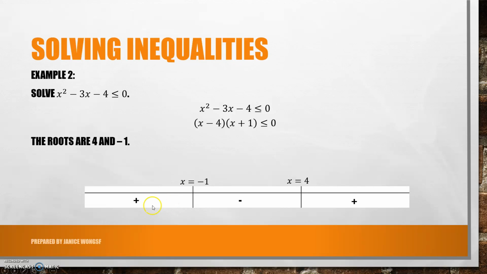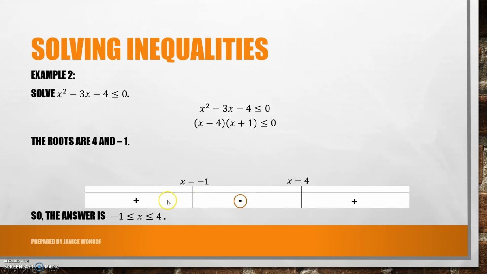Now, we have to decide whether to choose a positive sign region or a negative sign region. How do we know which region to be chosen? So it depends on the inequality in the last line. So this shows less than or equals to 0, right? So less than or equals to 0 means the value must be a negative value. So we have to choose the negative region.